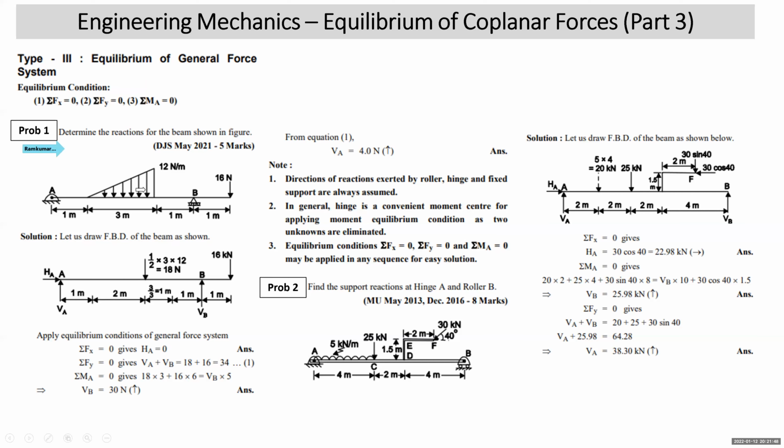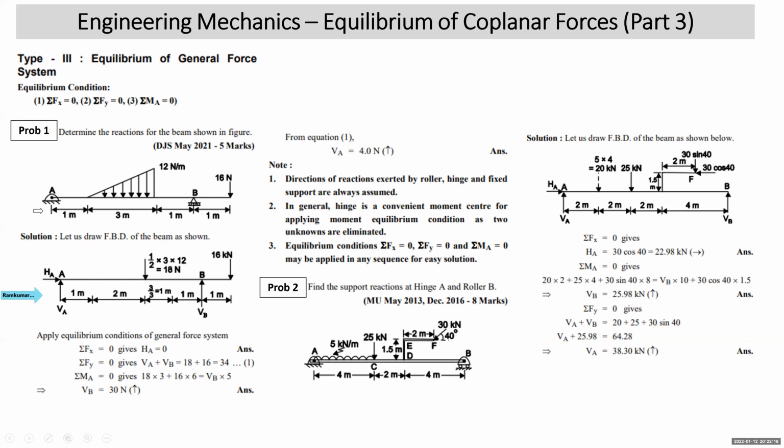First problem of this type: determine the reactions for the beam shown in the figure. You have a beam which is shown to you, you have to find the reactions. Now you can first see that this beam is supported at A by a hinge. I hope you understand the notation of a hinge. And at B, it is supported by a roller. A hinge exerts two reactions, one horizontal, one vertical, and a roller exerts one reaction normal to the surface on which the roller rests. Now we draw the free body diagram of the beam.